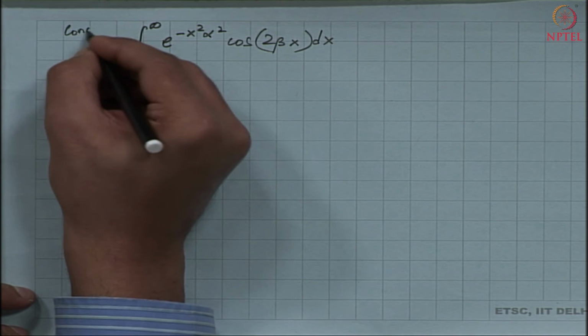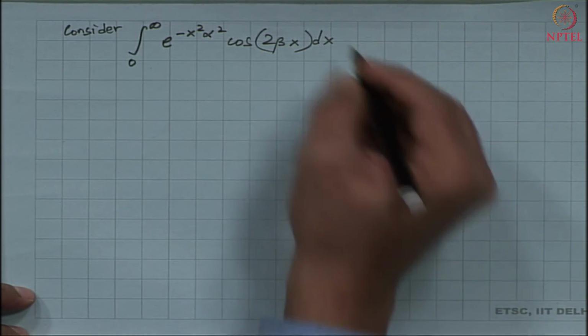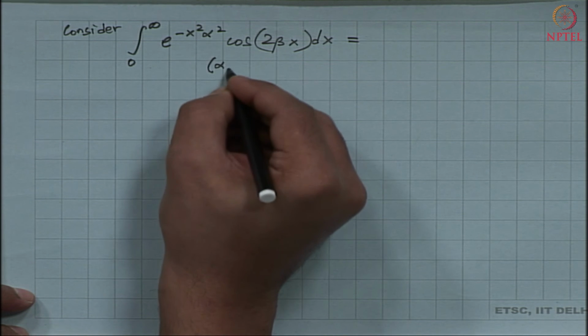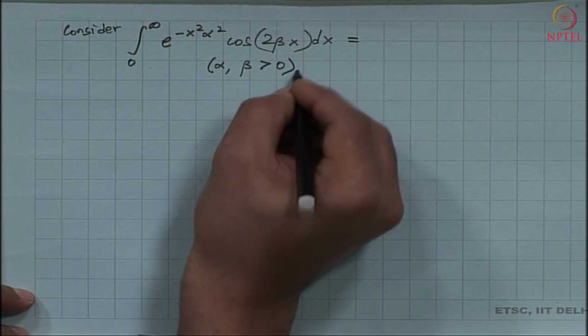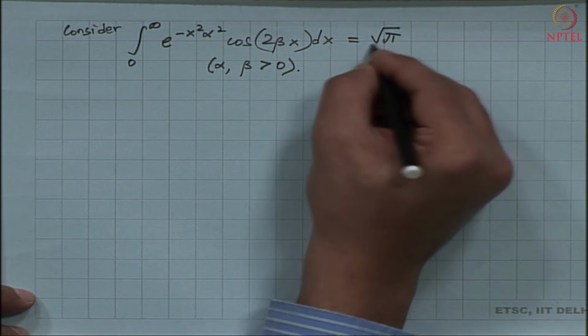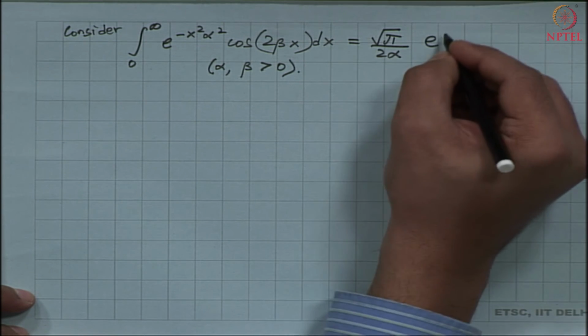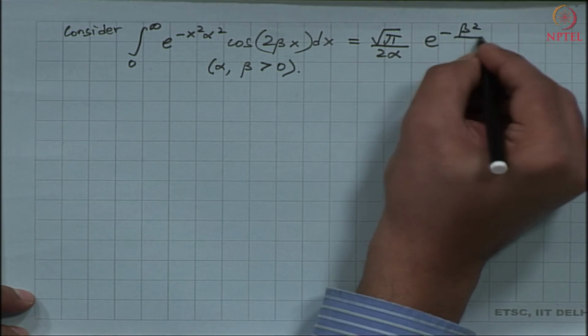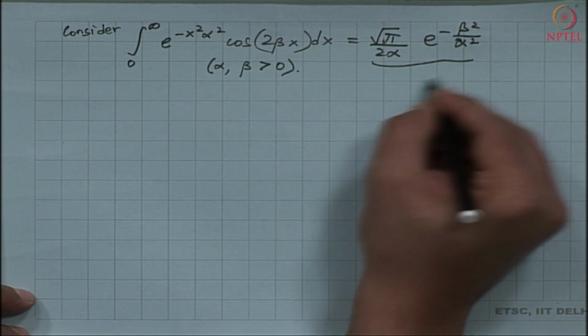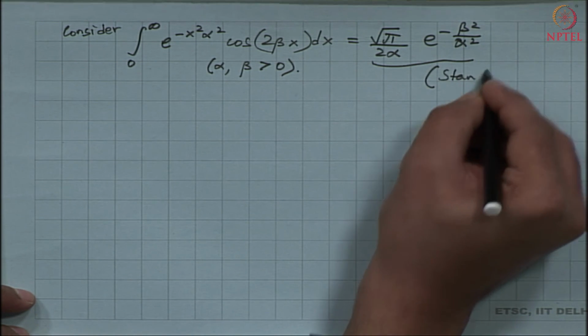So, I am going to consider this integral. I know that the value, let me choose alpha and beta to be positive, is also equal to square root pi by 2 alpha e to the power minus beta square by alpha square. This comes from standard calculus.